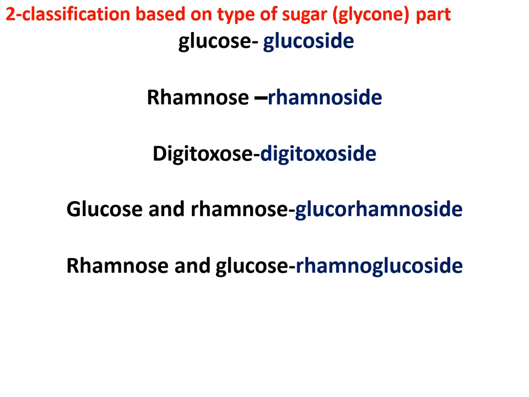If glucose is the sugar part, then it is called glucoside. If rhamnose is the sugar moiety, the glycon part, then rhamnoside. If it is digitoxose, then digitoxoside, because digitoxose is the sugar in cardiac glycoside, and because of the presence of digitoxose, the Keller-Kiliani test, the chemical test for cardiac glycosides, is positive. Then glucose and rhamnose, then glucorhamnoside; rhamnose and glucose, then rhamnoglucoside. If two sugars are attached to the aglycon moiety, like rhamnose and glucose, then it is rhamnoglucoside.